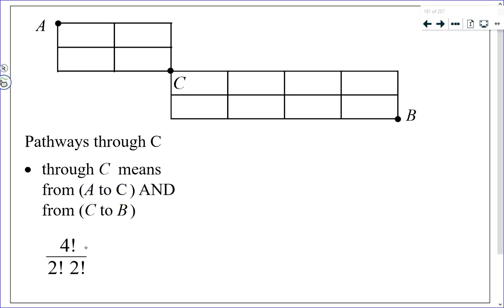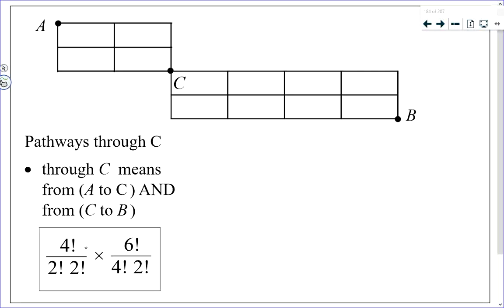From A to C, I have to make 4 moves: right, right, down, down, but I have 2 rights and 2 downs. From C to B, I have to make 6 moves: right, right, right, right, down, down. Of course, I have to move from A to C and C to B, which means I multiply those, and that would be the answer to that question. And I believe that answer is 90.